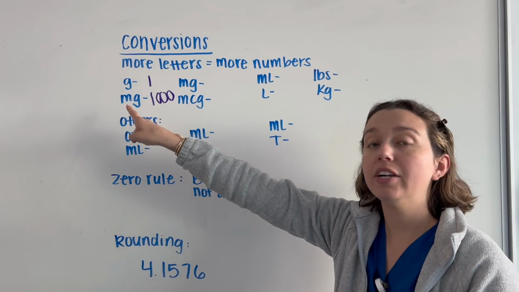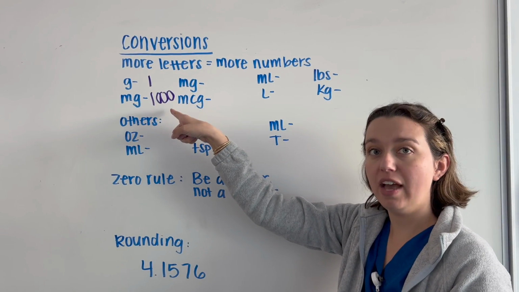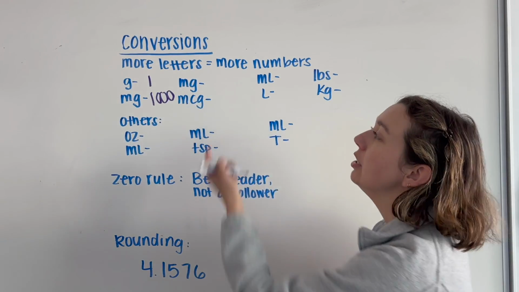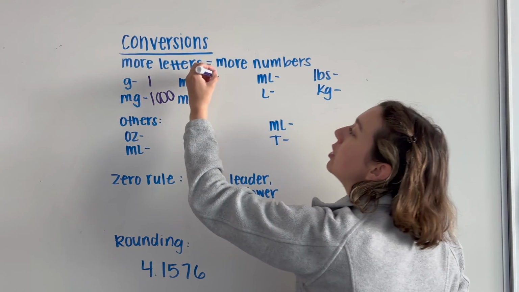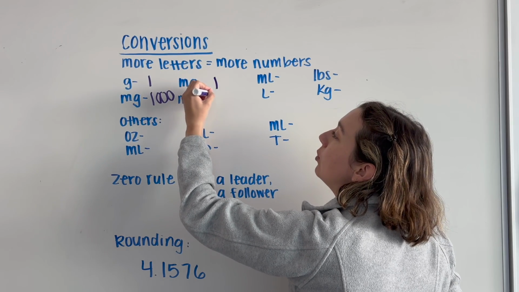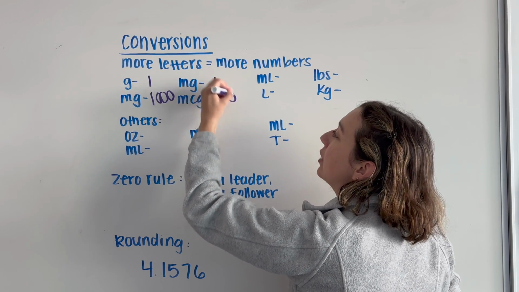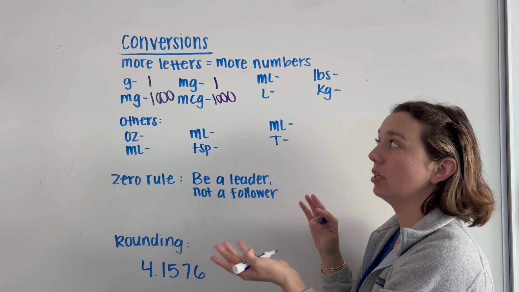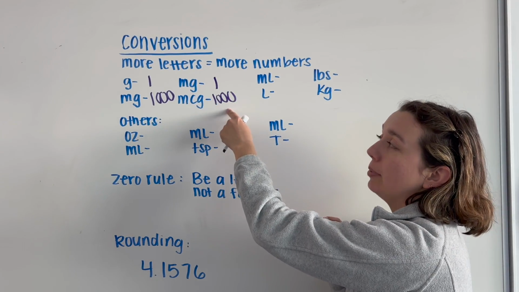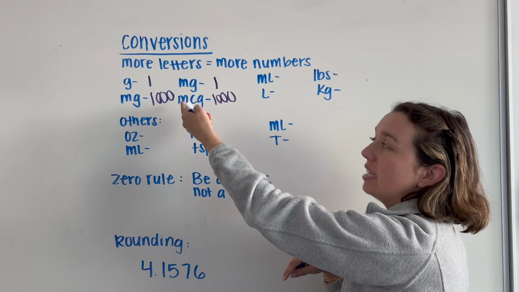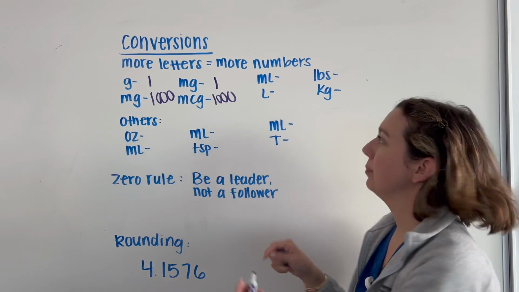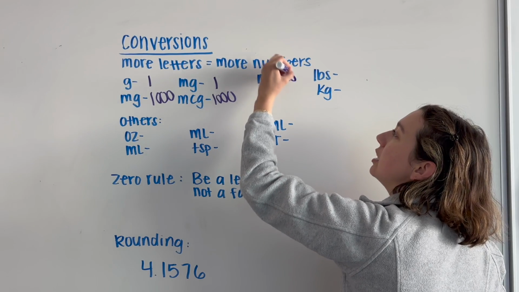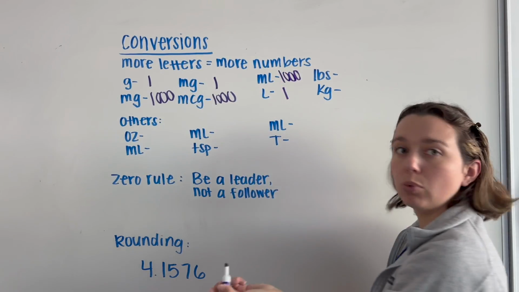Milligrams has more letters, which has then the 1,000, the more numbers, where grams has less letters, and so it has the 1. Same for milligrams to micrograms. 1 milligram equals 1,000 micrograms. Micrograms has more letters, which means it has more numbers, where milligrams has less letters, and so it just has one number. So we have milliliters.